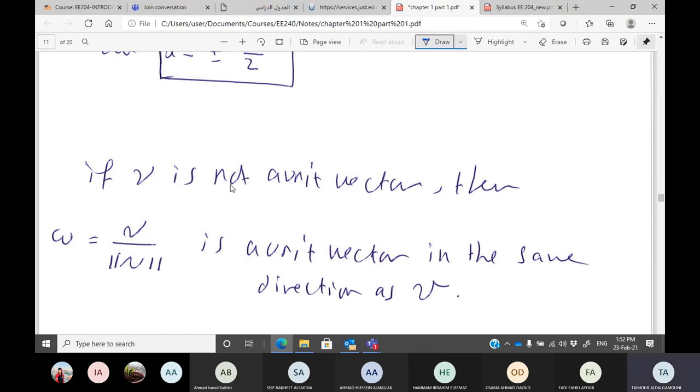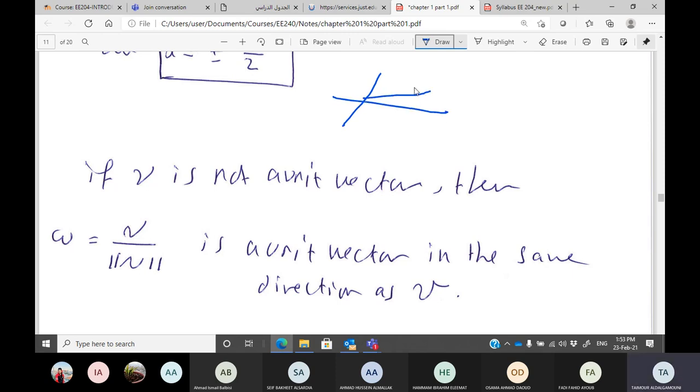If V is not a unit vector, then the vector W, which is equal to V divided by the norm of V, is a unit vector in the same direction as V. Which means that we can make a unit vector from any vector. How do we make a unit vector from any vector? By dividing the vector by its norm.